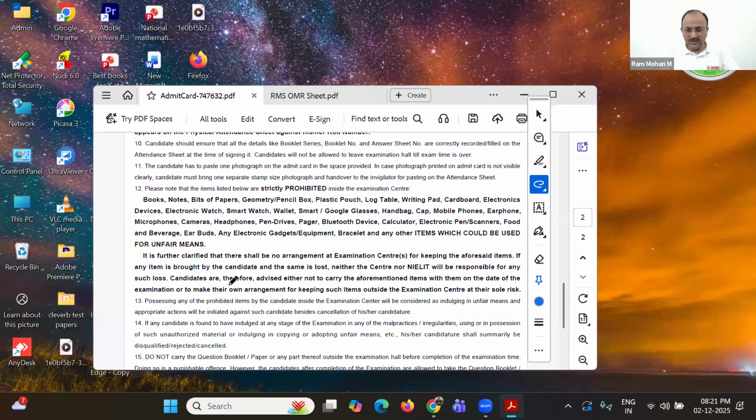Now it is further clarified that there shall be no arrangement at the examination center for keeping these materials. If any item is brought by the candidate and it is lost, they will not take the responsibility. What we should do? Carry only the required pens, two ballpoint pens. Maybe you can take one pencil and one eraser in your hand, that's okay, but not other things. Sometimes they say pencil is not allowed, that's why you take a pen and a pencil. A micro tip pencil is best, and with one eraser, that is sufficient. In case you have left anything out, you have to keep it outside only.